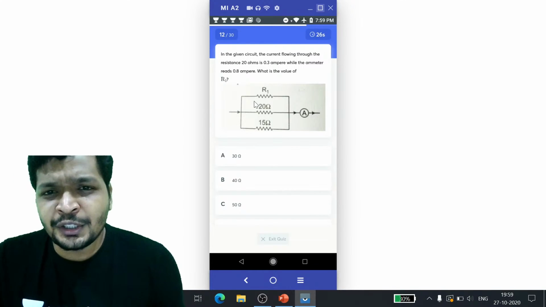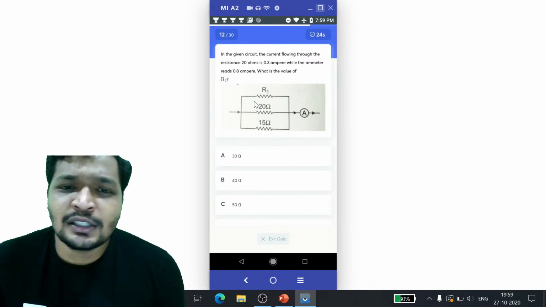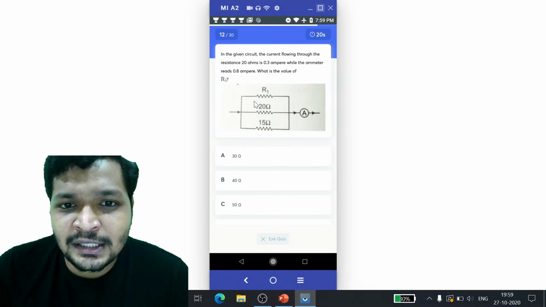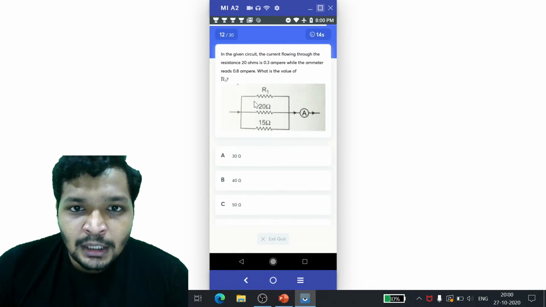Now let's get into this question. I think this is like a 20 seconds question. Let's try and solve it in 20 seconds. In the given circuit, the current flowing through 20 ohm resistance is 0.3 amp, while ammeter reads 0.8 amp. What is the value of R1?